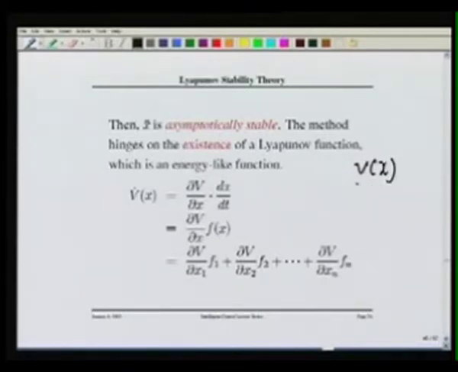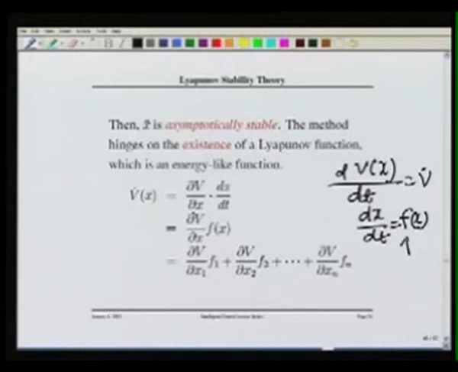So, if I want to differentiate V x with respect to t, so d V x by dt, this is the derivative. So, then del V by del x into dx by dt. This dx by dt is already my f x, this is my system. So, I replace this with f x here. So, dou V by dou x into f x. So, what is my f x now?